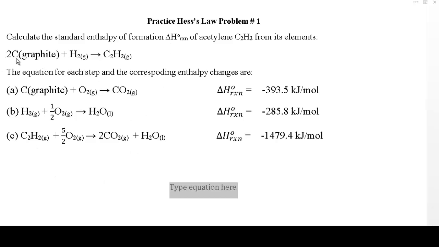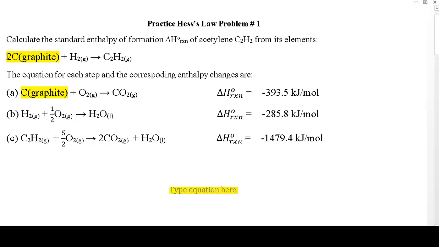So notice here we have 2 carbon, or 2 graphite, plus H2 gas going to C2H2. This is called acetylene. And in our subreactions A, B, and C, we also have graphite, C, plus oxygen going to carbon dioxide. Notice here, this is a reactant. But notice here that 2 carbon, of which we want to find their enthalpy, in our subreaction, it's only 1 carbon. So to get these reactants to match, we can multiply this first reaction by 2. In doing so, we also multiply the delta H by 2. So let's go ahead and do that.